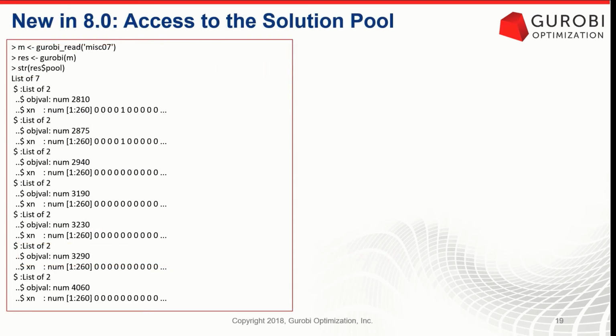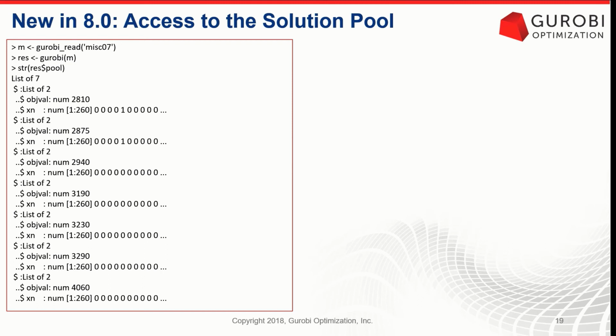It's as simple as this. So here's the full snippet from R. So first line, read in the model. Second, optimize. Third line, print the solution pool. So the pool is a named component of the result list from Gurobi. Well, and R prints here the default output from this list. So again, it is a list of lists, and each entry defines one solution.